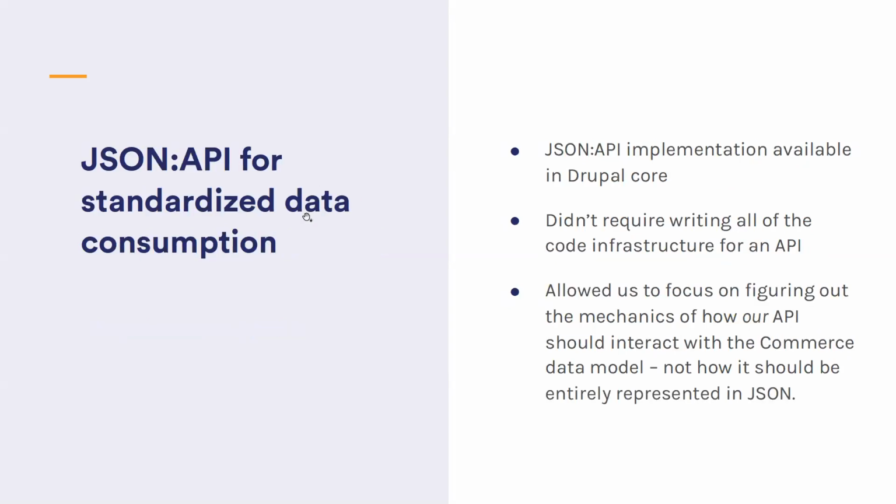One thing that we believe in the platform is that JSON API for standardized data consumption. I think everybody probably knows about JSON API now. It is an API specification that has been implemented in a Drupal module and is now part of Drupal core. One reason that I like that we chose JSON API is we didn't have to write code for building an API. We were able to just focus on the mechanics of how our API should work with our data model, not how to show it in a JSON blob and the ways that it should be interacted with from that point.